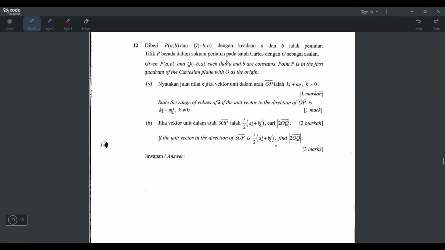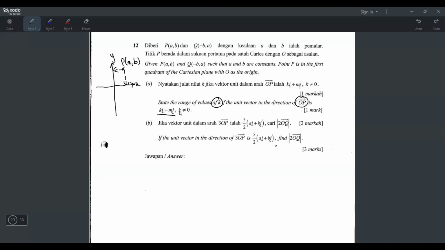Okay, let's try to understand this first. So let's draw a Cartesian plane. Point P is in the first quadrant. First quadrant means this one, right? It means the x coordinate is positive and the y coordinate is also positive. So x, y here. So point P is somewhere here. So a and b must be positive values. It must be positive, because if it's in the first quadrant, then automatically this is positive, and this is positive, right? Okay, then what do we need to find? Part a says: state the range of values of k if the unit vector in the direction of OP is ki plus mj and k is not equal to 0.